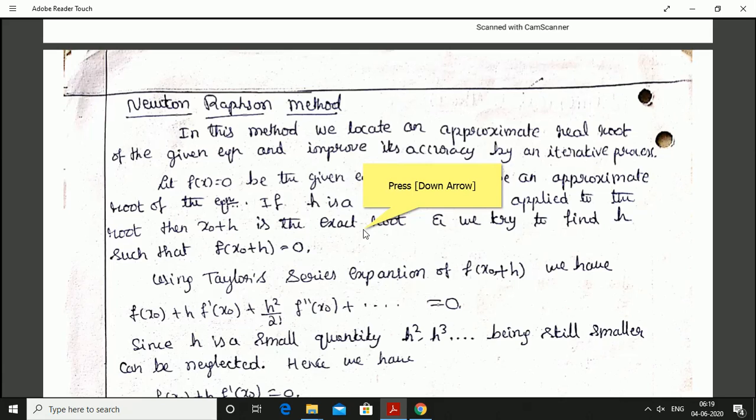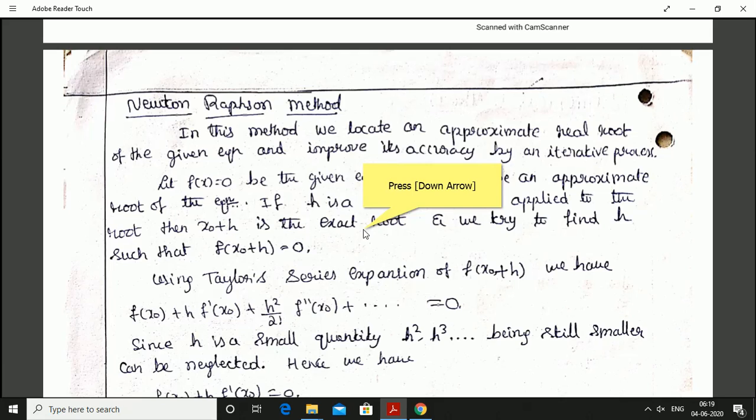Suppose f of x equal to 0 be the given equation and x naught be an approximate root of the equation. How to locate the approximate root? By error and trial method by using the fundamental property. Suppose the root lies within the interval a comma b, meaning f of a into f of b is less than 0, definitely there exists a root within the interval a comma b. And suppose modulus of f of a is nearer to 0 rather than modulus of f of b, then we are taking a as the initial approximation to the root. We are calling it x naught.